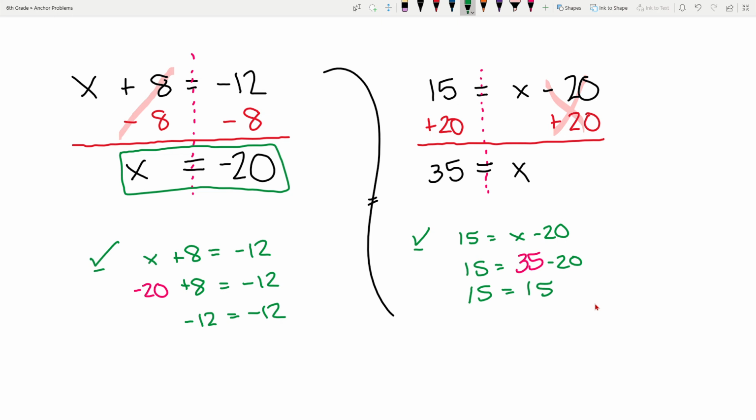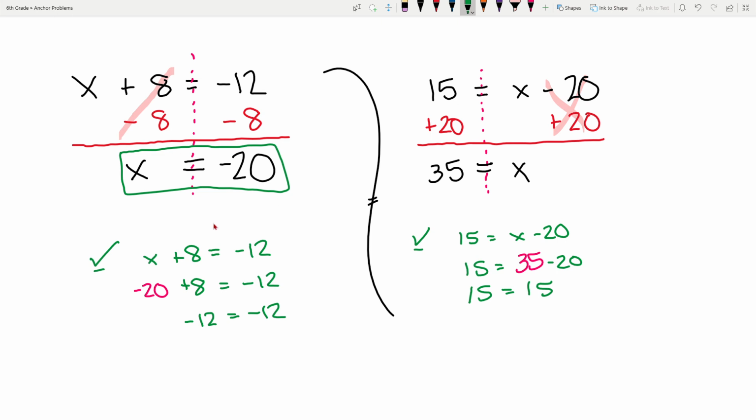And so as we start to learn how to solve equations, make sure that you're identifying left side, right side, figure out where your variable is, and you want to work to get your variable alone. You're using opposite operations in order to do that. So this was a plus 8. To get the x alone, we subtracted 8. This was a minus 20. To get the x alone, we added 20.